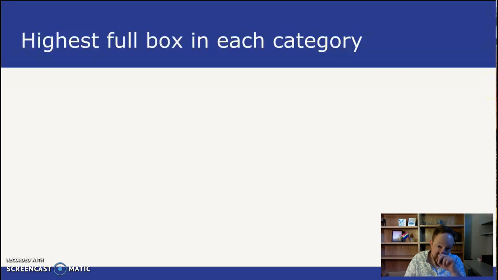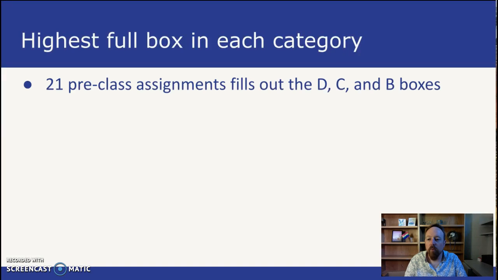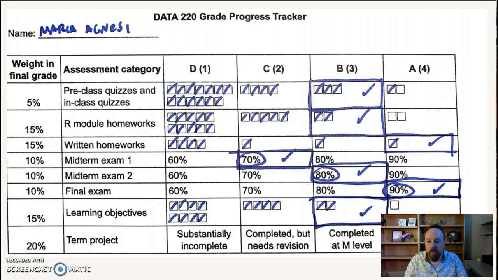Okay, so what we're going to do is look for the highest full box in each category. So 21 pre-class assignments fills out the D and the C and the B boxes, but it doesn't quite fill out the A box. So let me show you what I mean. Here, the 21 fills out these 3 boxes, but there's one missing in the A box. So that means that Maria has earned a B, or 3 grade points in that category. Similarly, she has also earned a B, or 3 grade points in the R module homeworks category, but then the full 4 grade points in the written homeworks category, and so on and so forth.